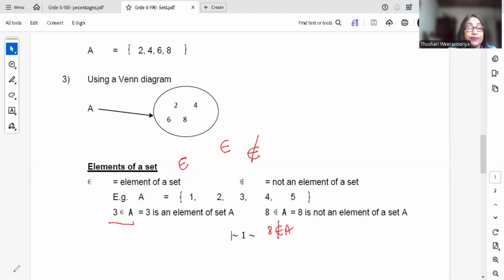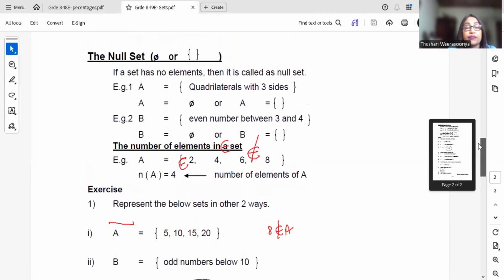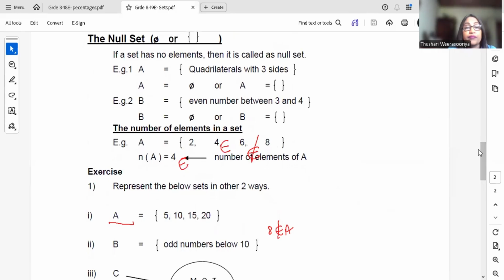Now we'll go further. Next one is the null set. What is a null set? A set which does not have any elements. Look at the example, quadrilaterals with 3 sides. Can we draw a quadrilateral with 3 sides? Never. So that is a null set. And then the symbol. Now, be careful. This has 2 symbols. The first symbol is like this. The other symbol is empty brackets.